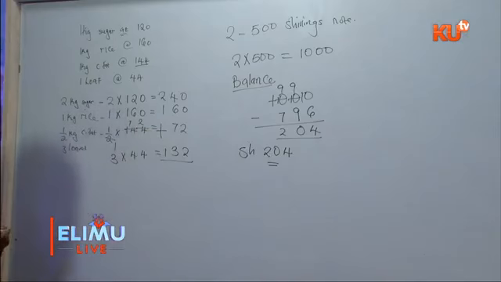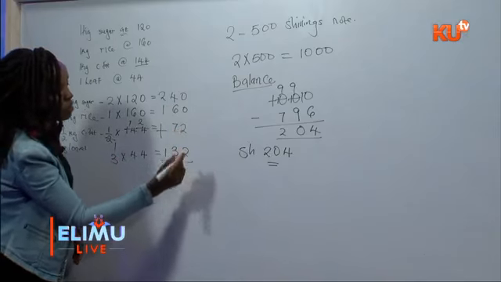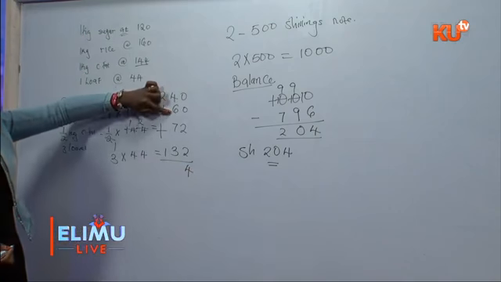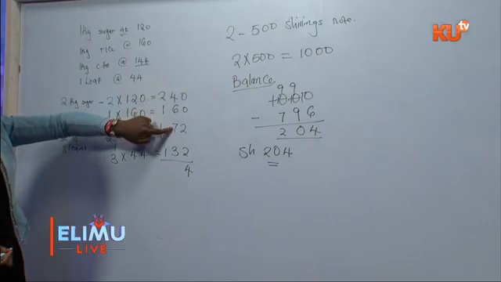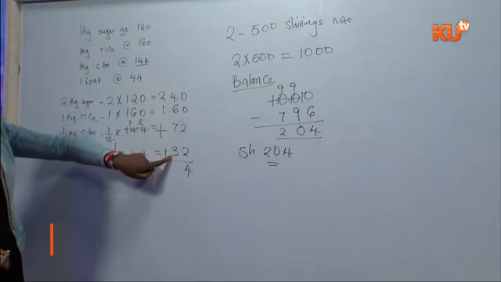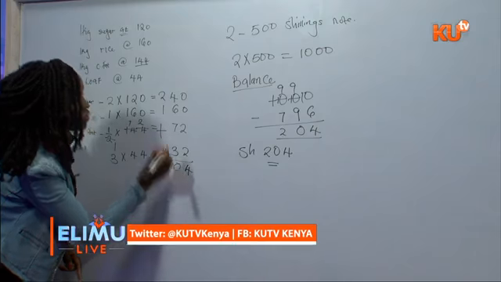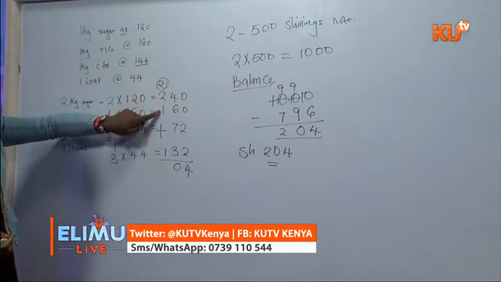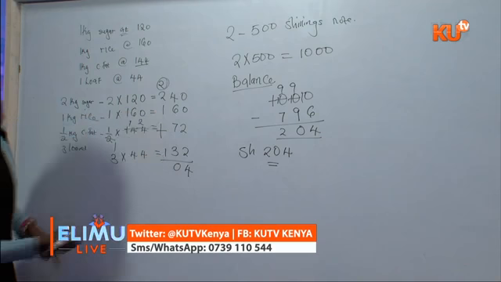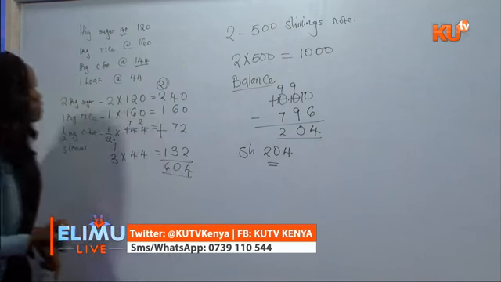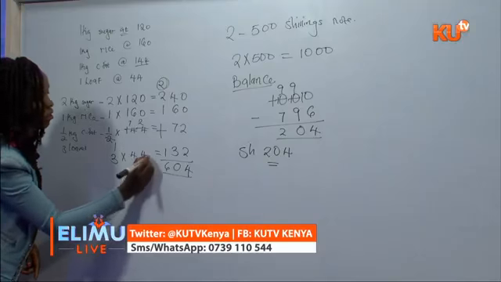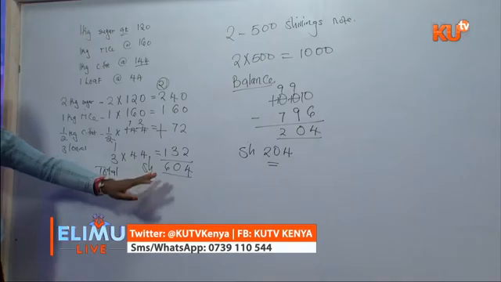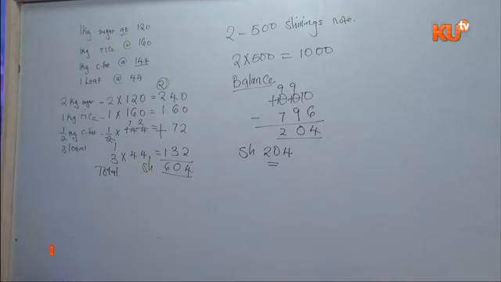2 plus 2 is 4. 4 plus 6, we get 10. 10 plus 7, 17. 17 plus 3, we get 20. 0, carry 2. 2 plus 2 is 4. Plus 1, 5. Plus 1, 6. We get 604 shillings. Now, this was the total cost of the items. Well, this was her bill now. Her bill was 604, and that's what she was supposed to pay.